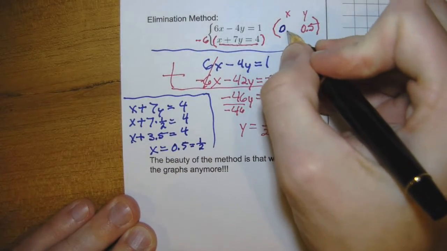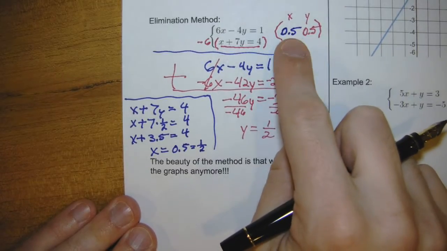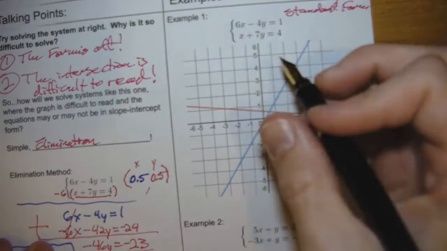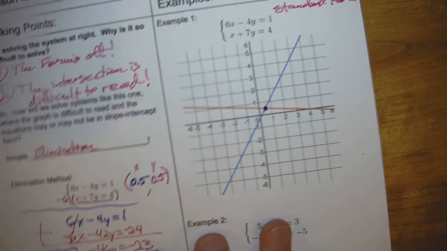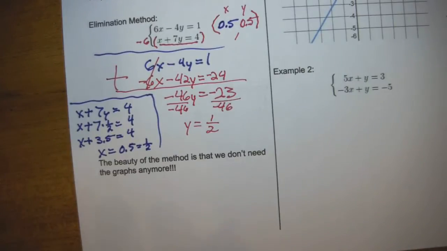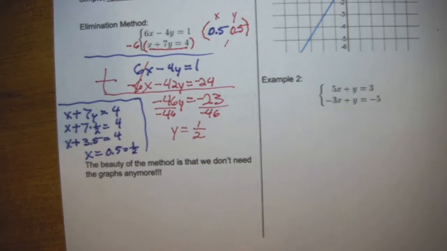And there it is. Our solution is 1/2, 1/2. So if we look at our graph, sure enough, that seems to be a reasonable approximation. We're halfway over and halfway up. The beauty of this method, though, is that I no longer need a graph. All right. I can solve my systems without the aid of a graph, find that solution, and I'm good.